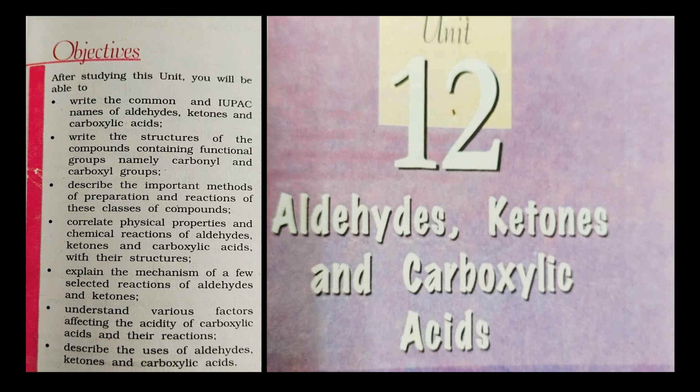Write the structures of the compounds containing functional groups, namely carbonyl and carboxyl group. Describe the important methods of preparation and reactions of these classes of compounds. Correlate physical properties and chemical reactions of aldehydes, ketones and carboxylic acids with their structures. Explain the mechanism of a few selected reactions of aldehydes and ketones. Understand various factors affecting the acidity of carboxylic acids and their reactions. Describe the uses of aldehydes, ketones, and carboxylic acids.